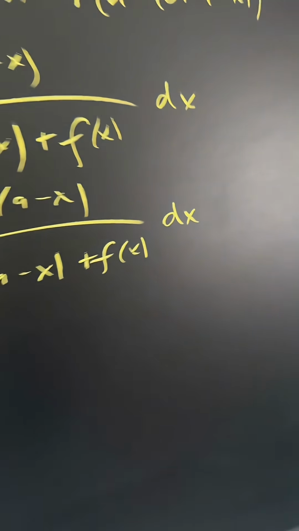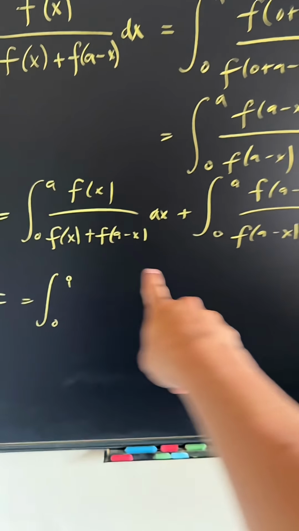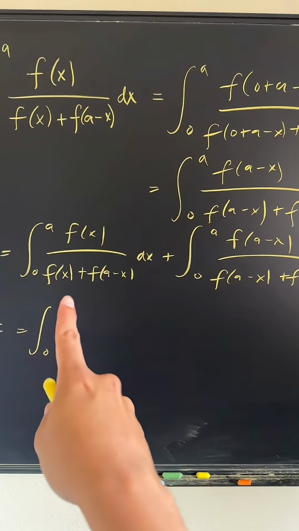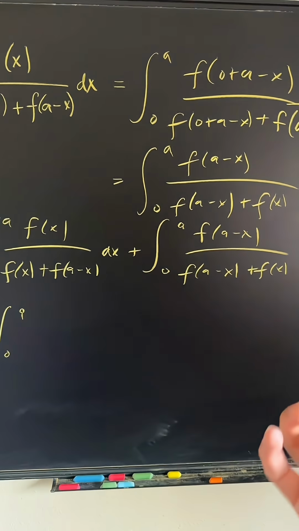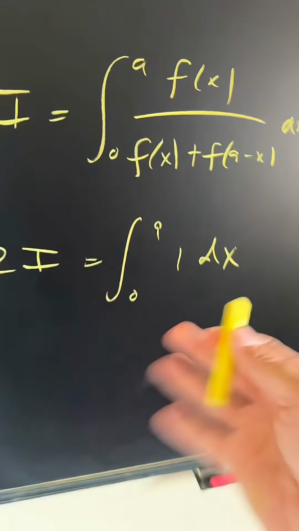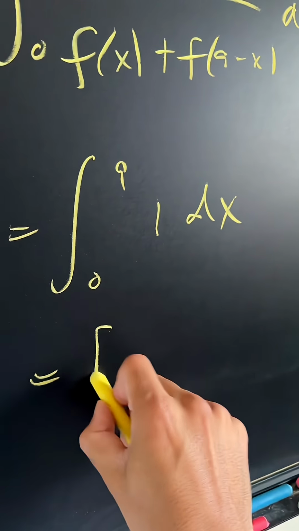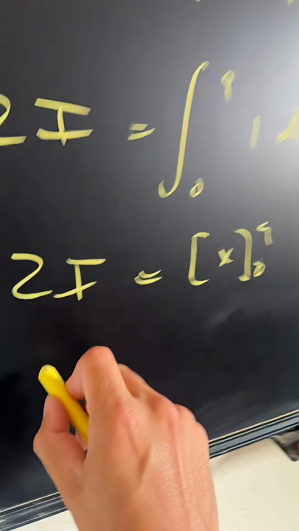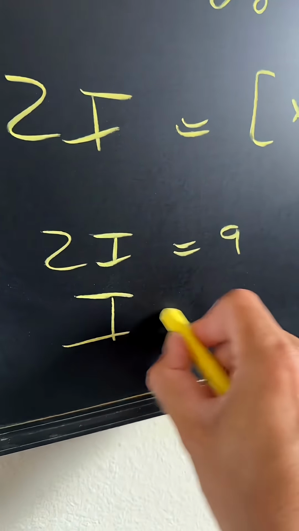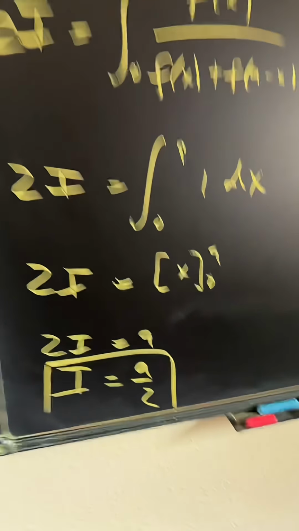But what's really nice about this is that they have the same common denominator. So we're going to add this plus this. Hey, that's literally the same thing as the denominator. So you really just have one with respect to x, and now we just integrate. 2I is equal to this right here, which would just become x from 0 to a. So 2I is equal to a, so we divide by 2. The original integral I is going to equal a over 2, whatever value that might be.